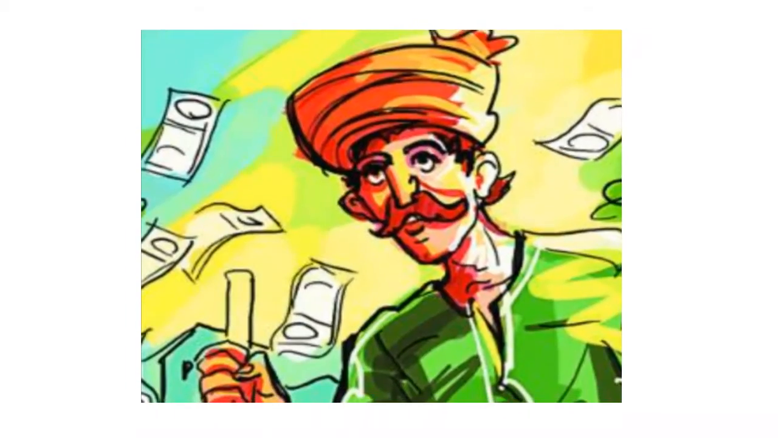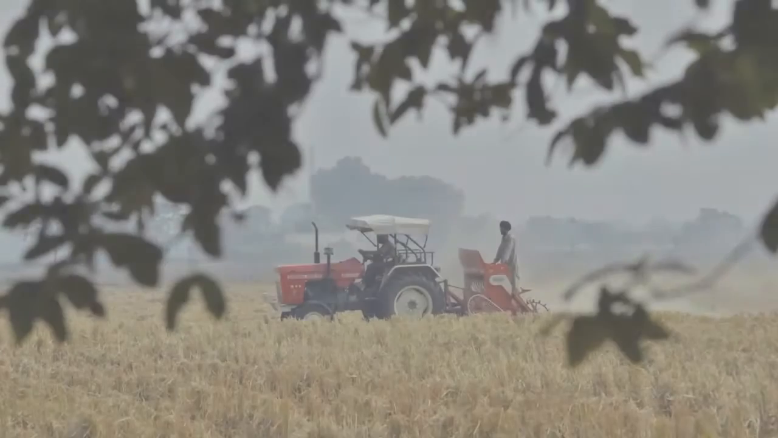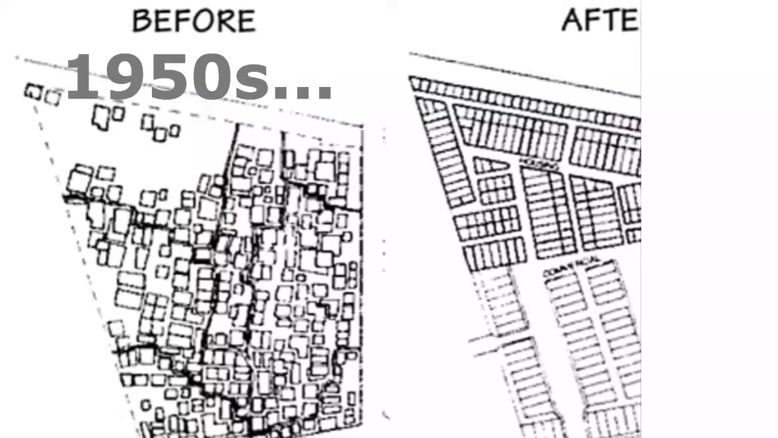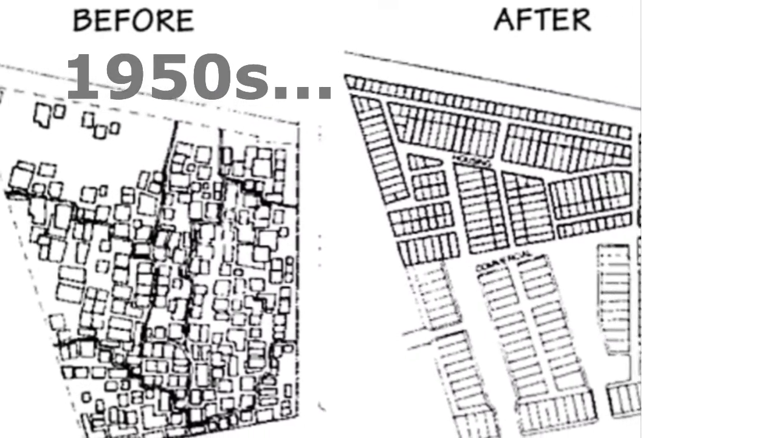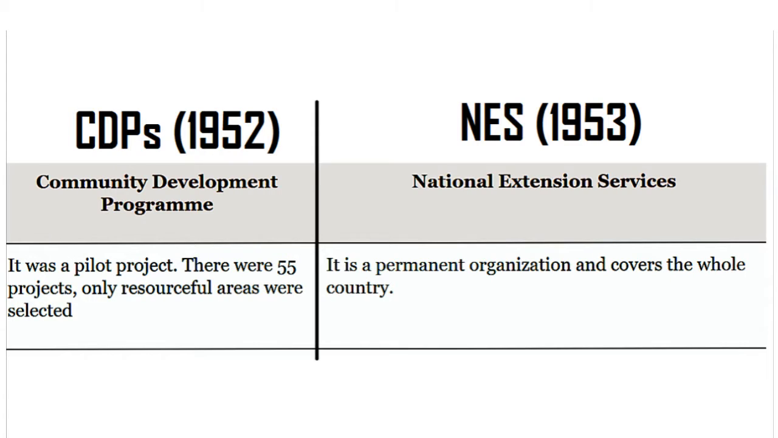For the restoration, the government started giving loans to farmers for different inputs, and with the introduction of tractors and tubewells began the modernization of agriculture. Consolidation of scattered land gave a new face to cooperative agriculture in India. CDPs in 1952 and then NES in 1953, with somewhat similar objectives, were launched for rural development at the grassroots level.